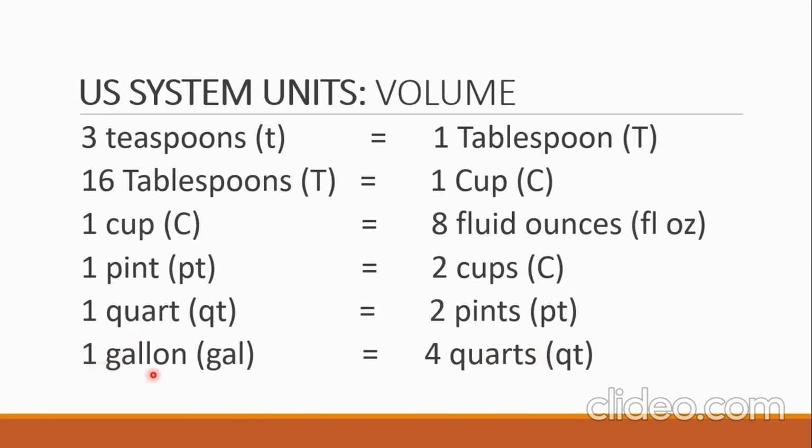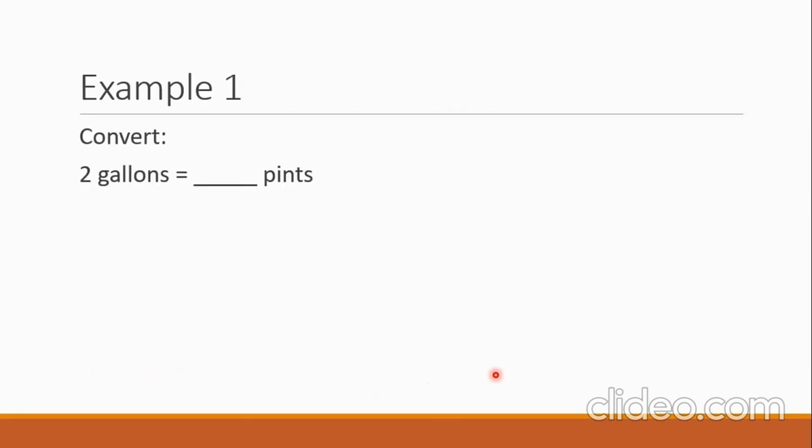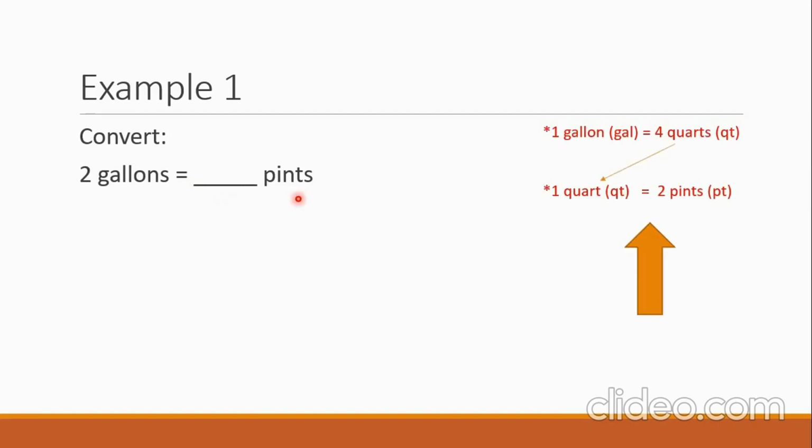And another unit is gallon, with a symbol GAL, and 1 gallon equals 4 quarts. Let's see an example here. Convert 2 gallons equals blank pints. In our formulas a while ago, there are two formulas that will connect the gallon with a pint. You see here, 1 gallon equals 4 quarts, and 1 quart equals 2 pints.